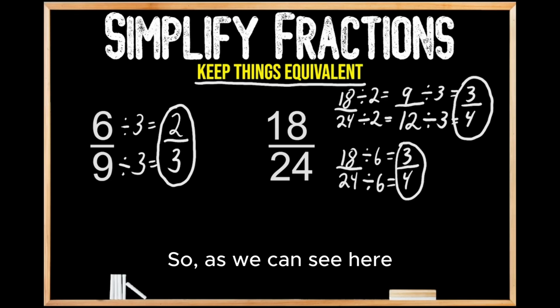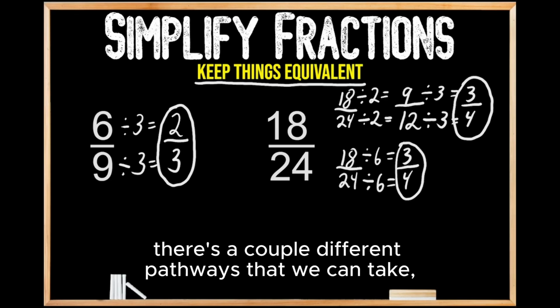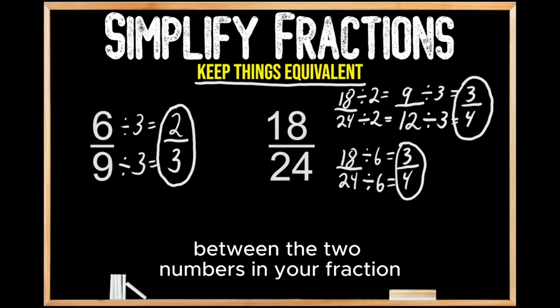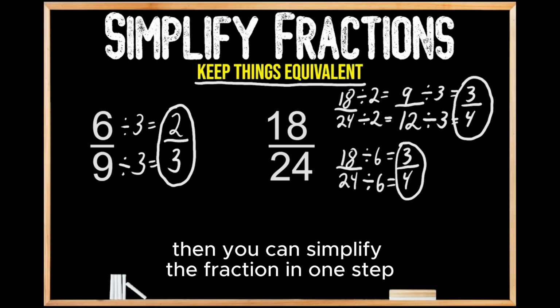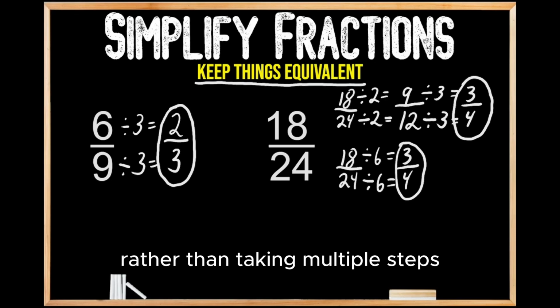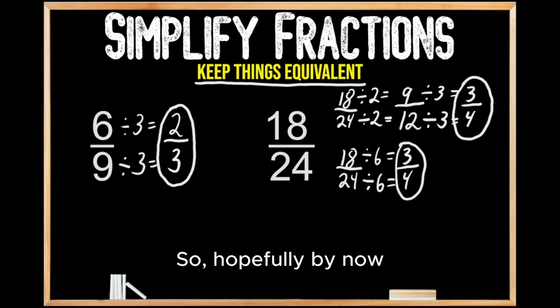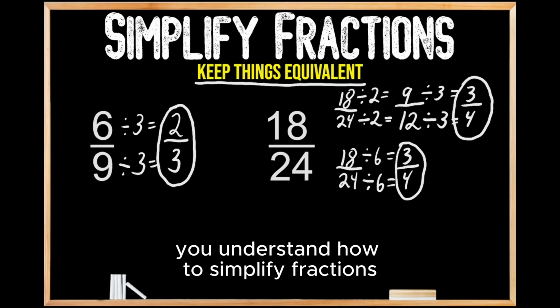So as we can see here, there's a couple different pathways that we can take. But whenever you can find the greatest common factor, which in this case was 6, between the two numbers in your fraction, then you can simplify the fraction in one step rather than taking multiple steps in order to reduce the fraction. So hopefully by now you understand how to simplify fractions.